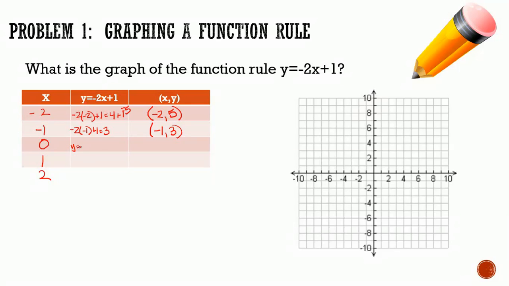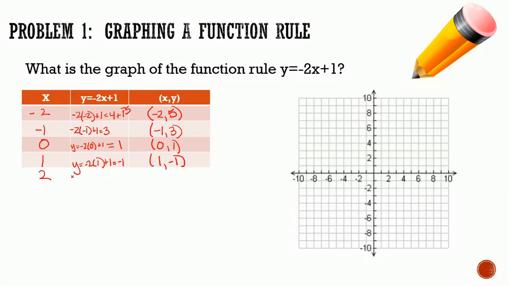I know y equals negative 2 times 0 plus 1, because I'm plugging in 0 for x. So negative 2 times 0 is 0, plus 1, that is 1. So my ordered pair is 0, 1. Let's try plugging in the 1. So I'll get negative 2 times 1 plus 1, so that's negative 2, right? Negative 2 times 1 is negative 2, plus 1 is negative 1. So my ordered pair is 1, negative 1.